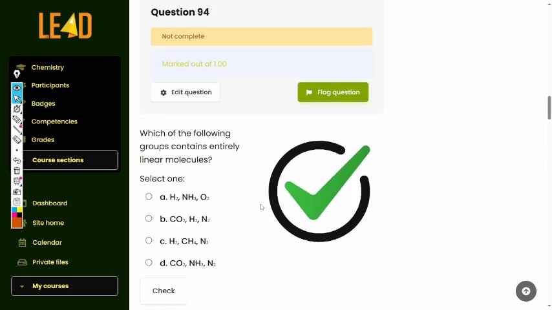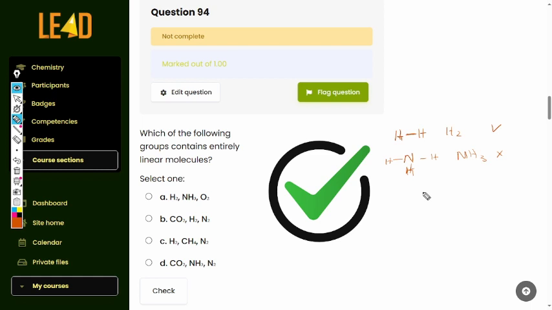(94) Which of the following groups contains entirely linear molecules? Okay, so let's check the shape of the molecules we have here, and then we can figure out which option has only linear molecules. For hydrogen gas, two hydrogen atoms bond together, and you get something linear. But ammonia is not linear. See, that's not linear. So NH3 is not linear. This is.